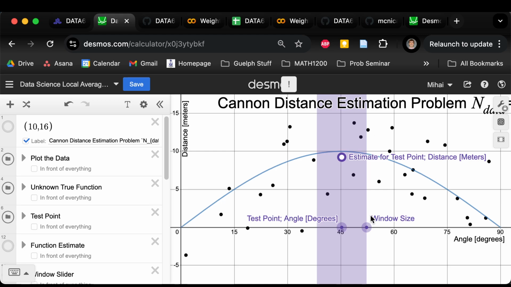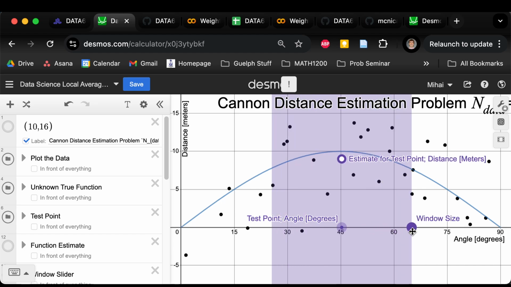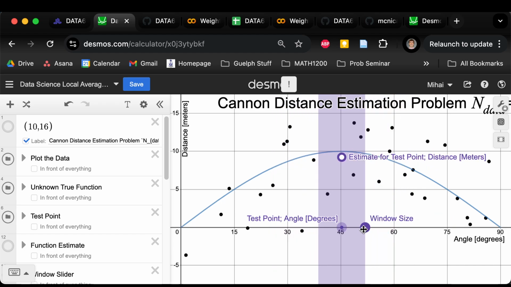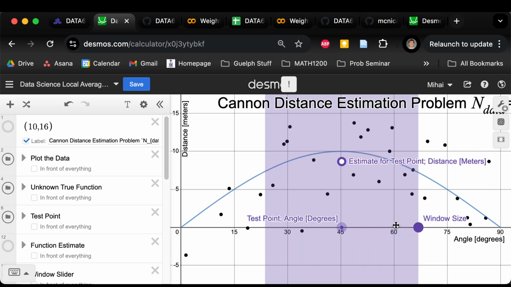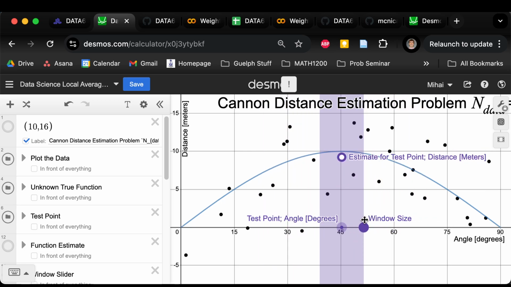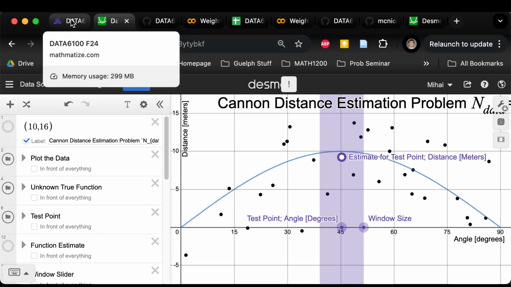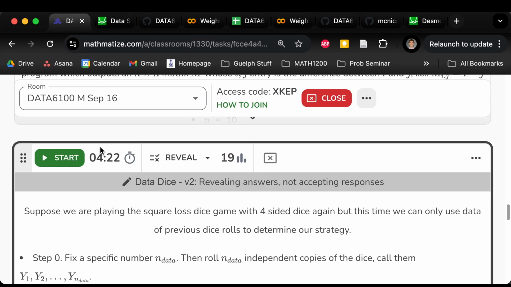The only thing that is annoying about this strategy is that it depends on the window size. If you make the window size bigger, you get more points. If you make it smaller, you get fewer points. What should I do? Should I make a really big window or a really small window? And this was the topic of the video. So what I'm going to do now is ask you what you think you should do.